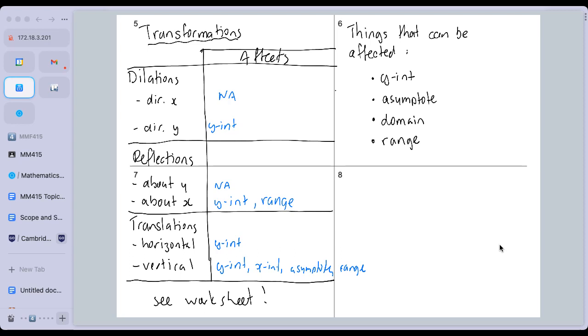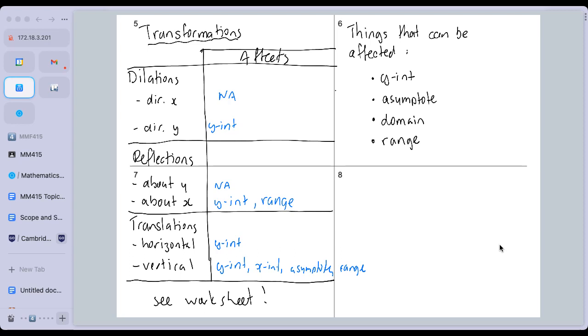Just to note, though, that we've kind of looked at each of these transformations independently. So you can sort of see from that that if I had a vertical translation and a reflection, it may very well affect an x-intercept sometimes, and sometimes it doesn't. So just be mindful of that. Transformations affect each other, I suppose, so there may be a multiple effect as a result.